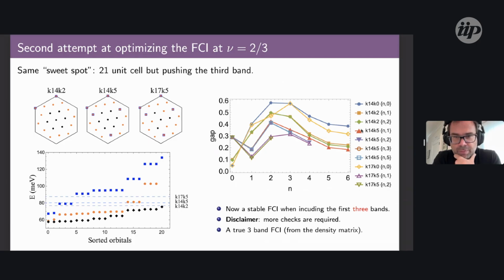And really, a message here: it's truly a three-band FCI. In a sense, if you look at the density matrix, if you look at the eigenvalues, it's not like one eigenvalue is maximal and two others are very small. Of course, there is a dominant one, but the two others are not, on the order of 0.1, 0.2. So meaning that it's inherently a three-band system, and there is no way to bring it to a single band problem.